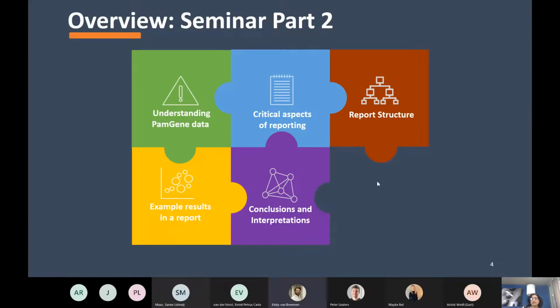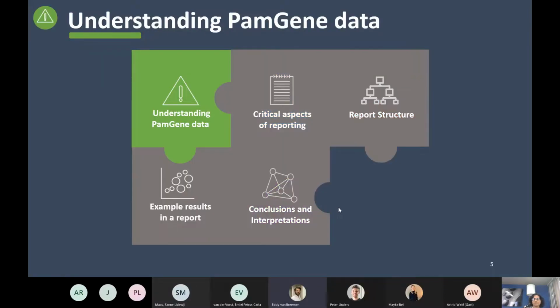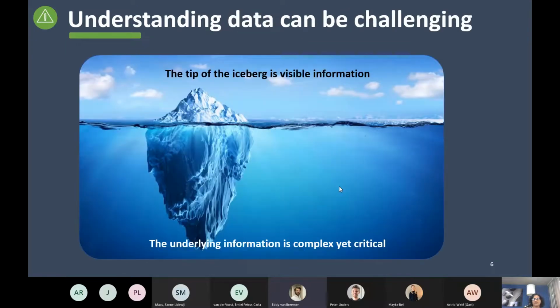So today I'll explain a little bit about understanding of PAMGene data, the critical aspects involved in reporting, the structure, provide some examples that you can add to a report, and then the conclusions and interpretations. So for understanding of PAMGene data, just to say, as you all know, it's like the tip of the iceberg, and it can be quite challenging because the underlying information is very complex, but yet very, very critical. So this is something that we all would like to address in any kind of omics analysis, and it's part of PAMGene's challenge as well.